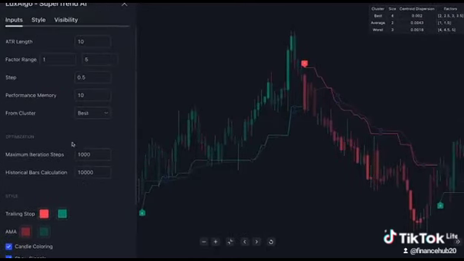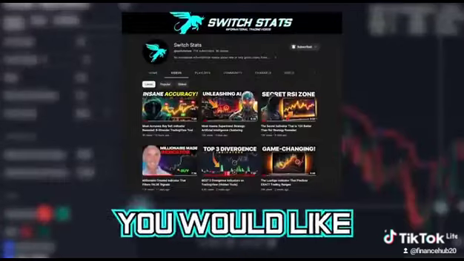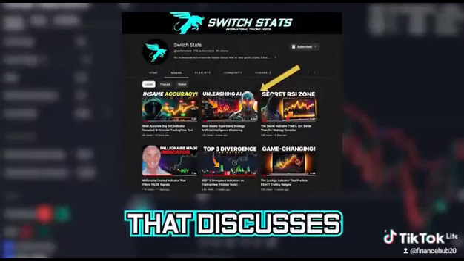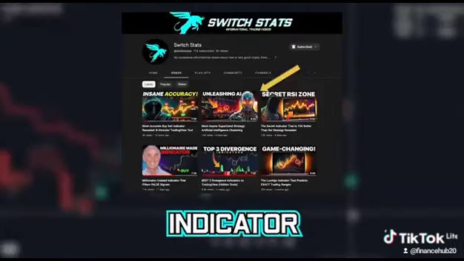However, as mentioned, we also have the voting value on each signal to let us know how likely it is a trade will be correct. If you would like to know more about this indicator's settings, we have a video on our channel that discusses the settings of this specific indicator further.